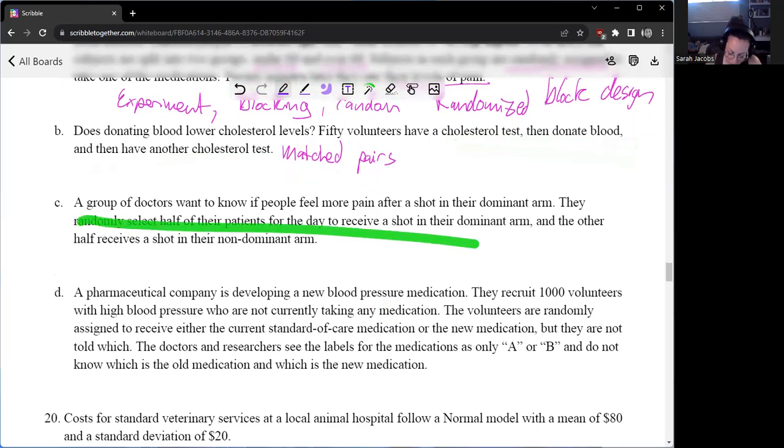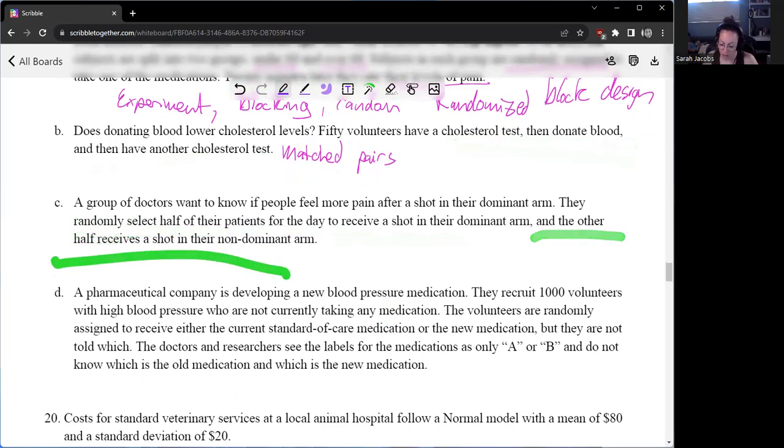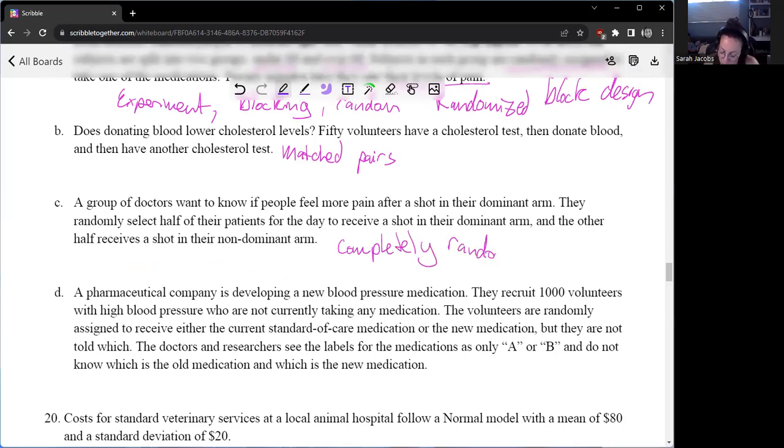Cool. C, a group of doctors want to know if people feel more pain after a shot in their dominant arm. They randomly select half of their patients for the day to receive a shot in their dominant arm, and the other half receives a shot in their non-dominant arm. So this is just completely randomized. They didn't block on age, gender, reason for appointment, etc. Just completely randomized.